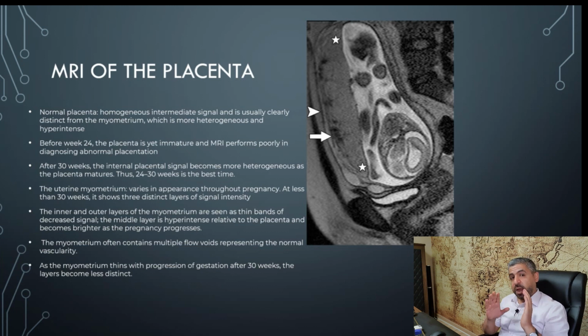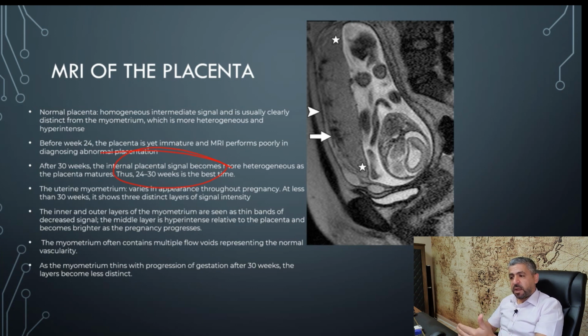And here we have a very important point to consider. Before 24 weeks, the placenta is not mature enough. So its MRI performs poorly before 24 weeks of gestation, while after 30 weeks of gestation, the placenta becomes more heterogeneous and irregular. So the best time to image the placenta is between 24 to 30 weeks of gestation. It's the best time, 24 to 30 weeks of gestation.